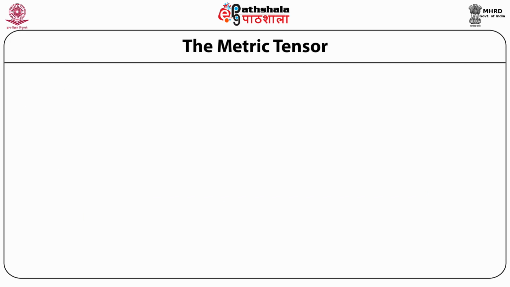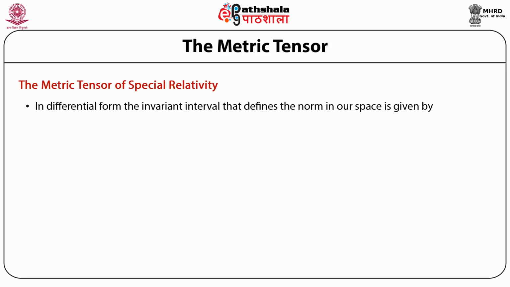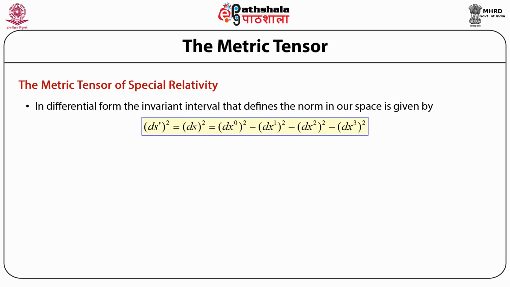The metric tensor. The metric tensor of special relativity. Now in the differential form, the invariant interval that defines the norm in our space is given by ds' squared equals ds squared, and this is equivalent to (dx^0) squared minus (dx^1) squared minus (dx^2) squared minus (dx^3) squared.